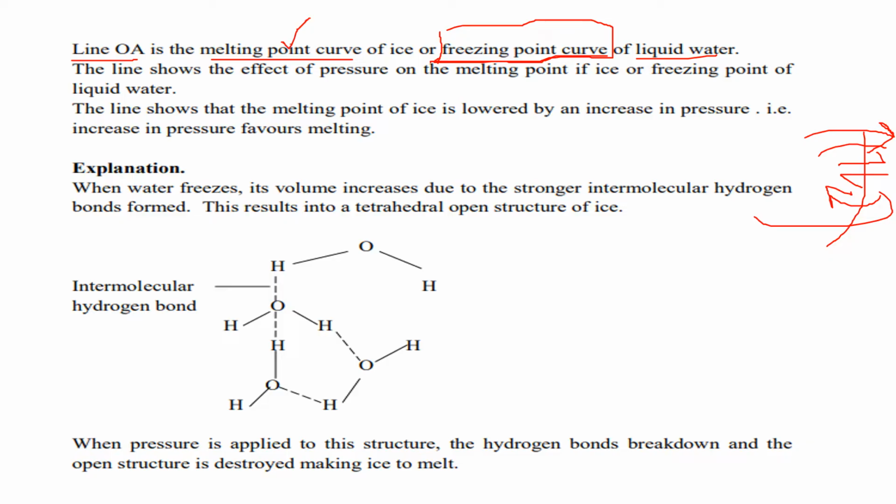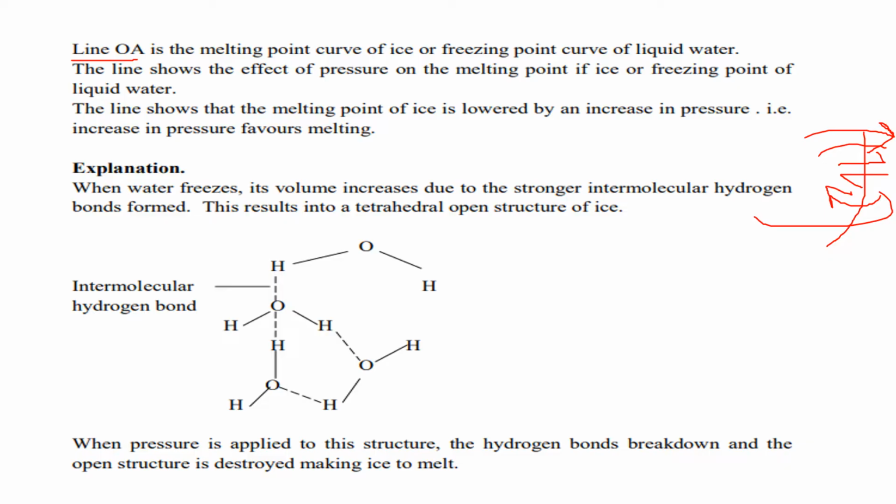So what is that line showing? That line is showing the effect of pressure on the melting point of ice, or the freezing point of liquid water. And the line shows the melting point of ice is lowered by an increase in pressure. You cover this experiment in your O-level physics, where we say that the melting point of anything is lowered by increasing pressure. But this one is not very common at A level.